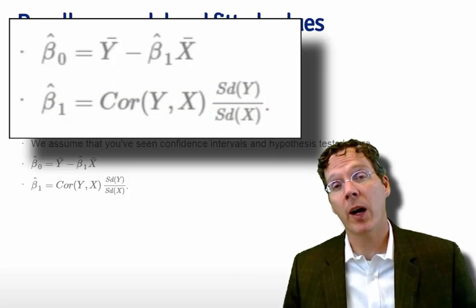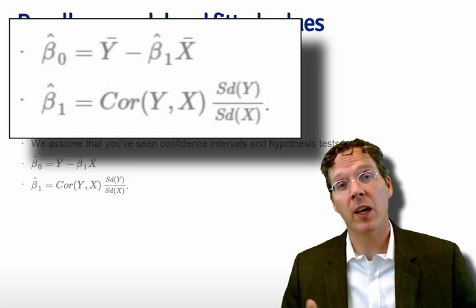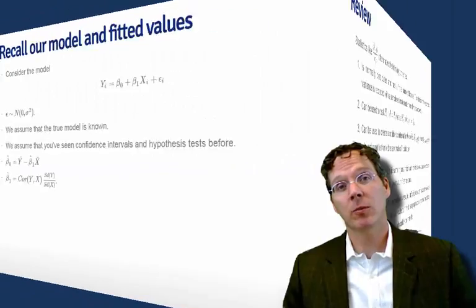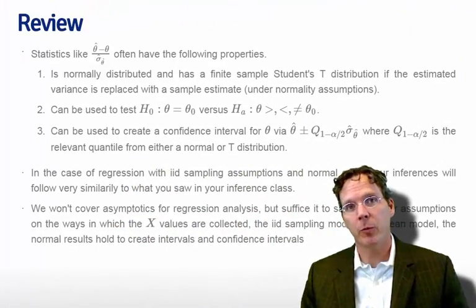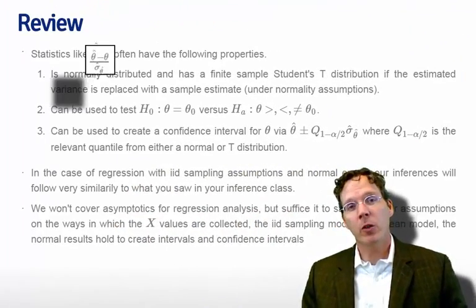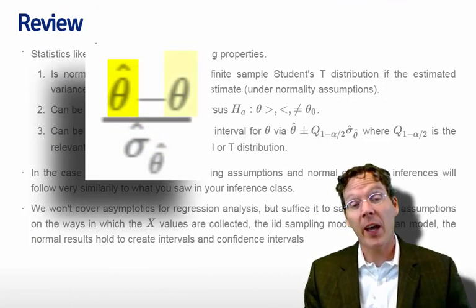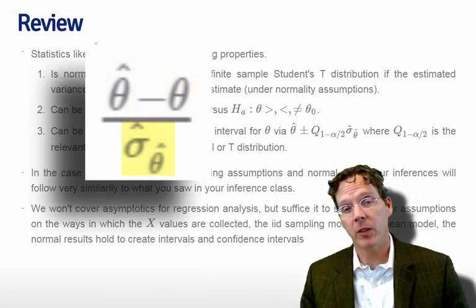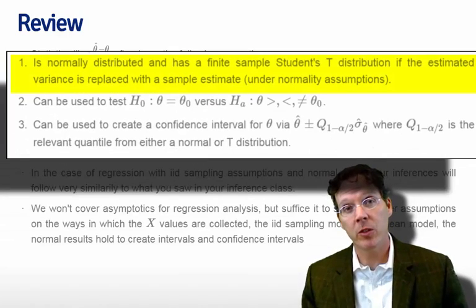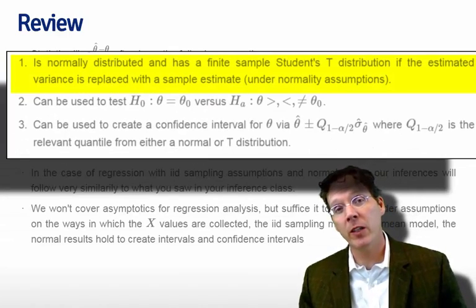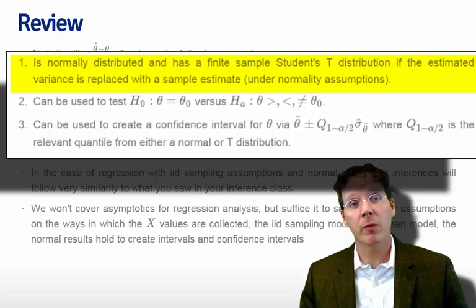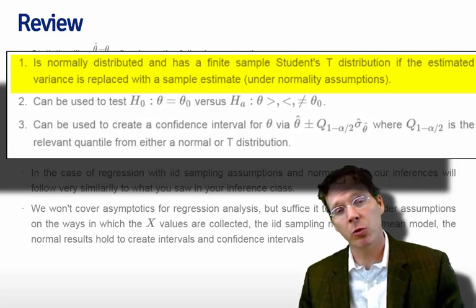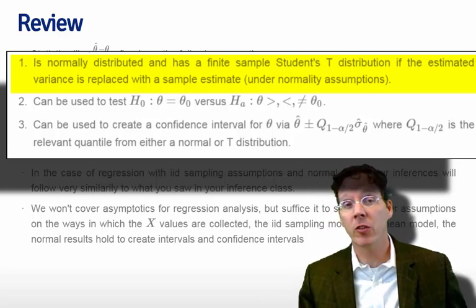So let's talk about how we can perform statistical hypothesis tests about our parameters. Let's review a couple of concepts from statistical inference. First, statistics of the form theta hat minus theta divided by the standard error often have the following properties. First of all, they're often normally distributed. And for finite samples, if we replace the variance with the estimated variance, they often have a t-distribution. And we'll see this is true in the regression context under the assumptions we've made.